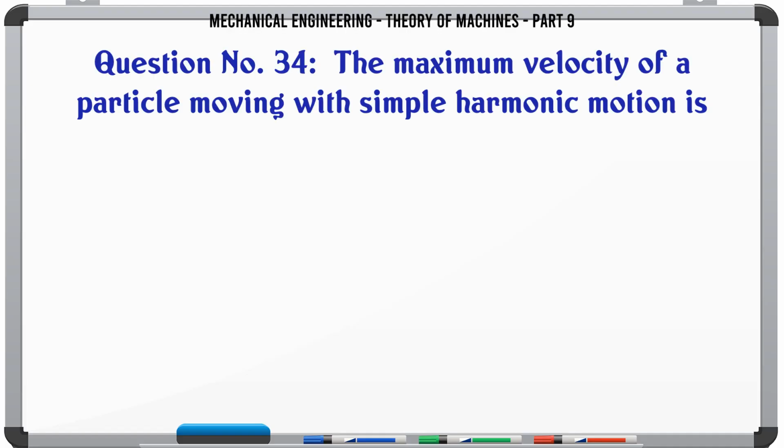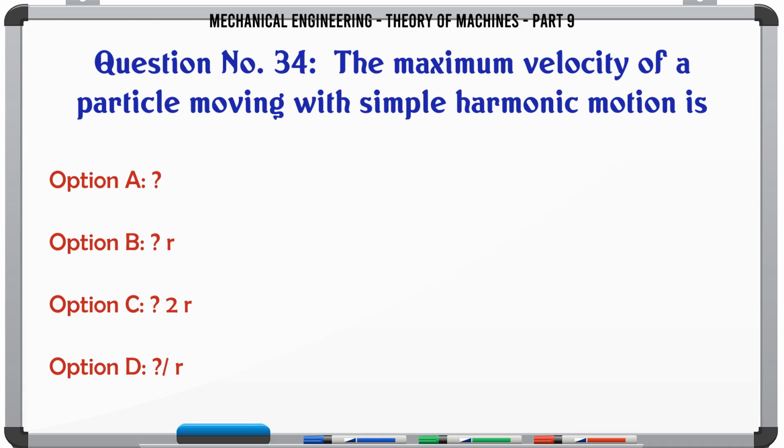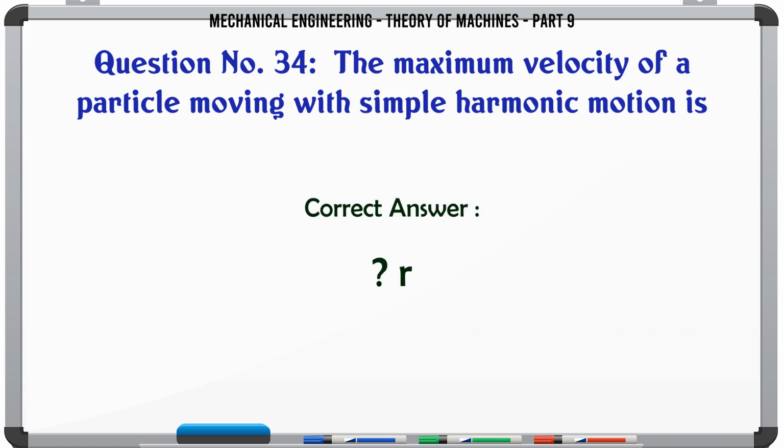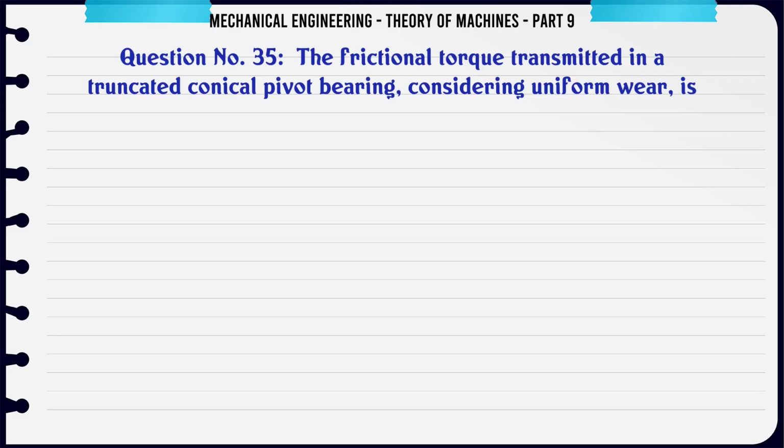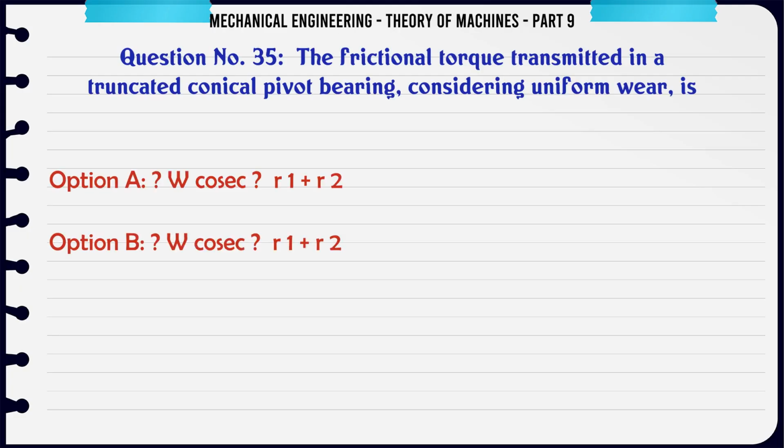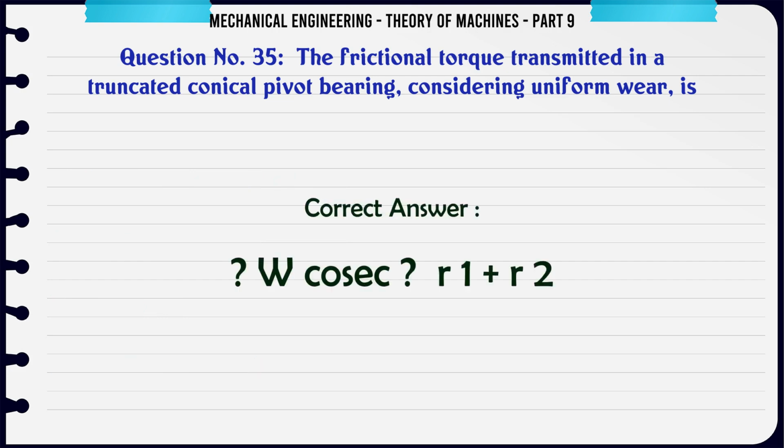The maximum velocity of a particle moving with simple harmonic motion is A. ωr, B. ω²r, C. 2ωr, D. ωr². The correct answer is ωr. The frictional torque transmitted in a truncated conical pivot bearing considering uniform wear is A. W cosec α (R1 + R2), B. W cosec α (R1 − R2), C. W cosec α, D. W cosec α. The correct answer is W cosec α (R1 + R2).